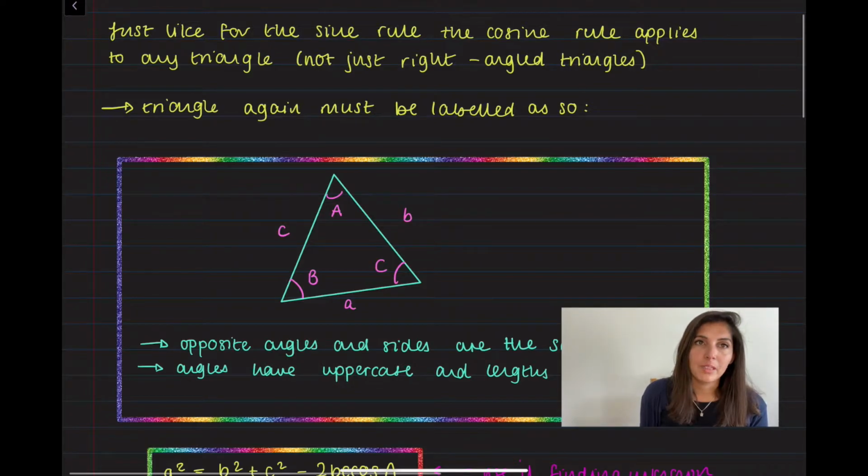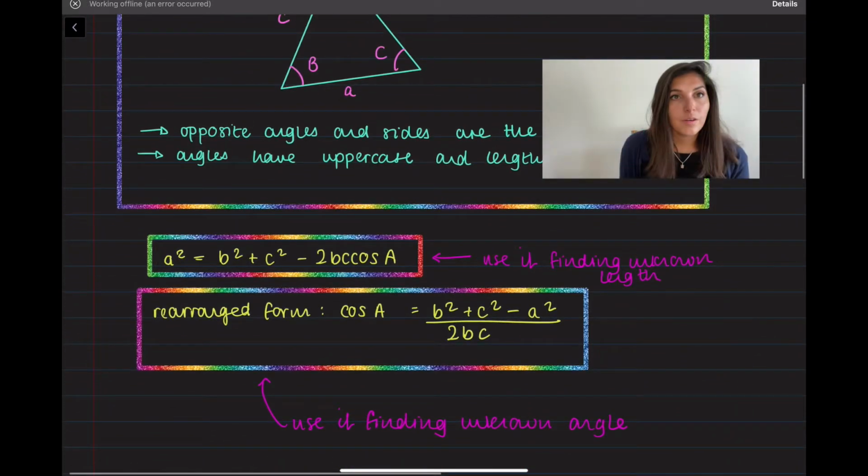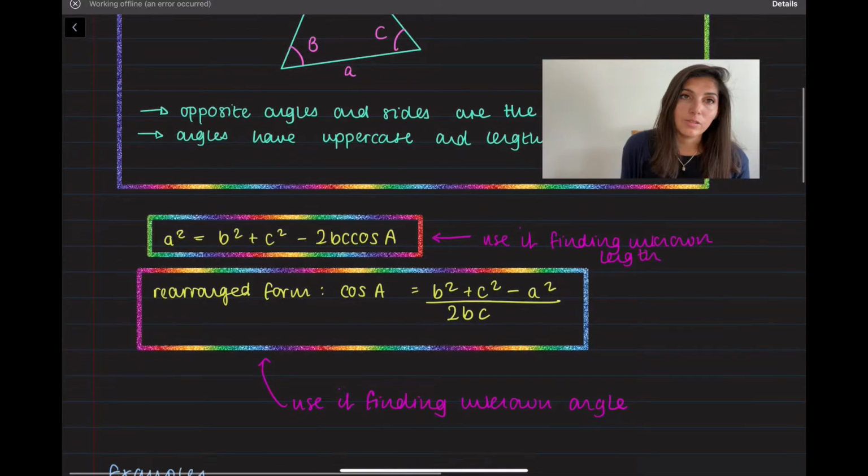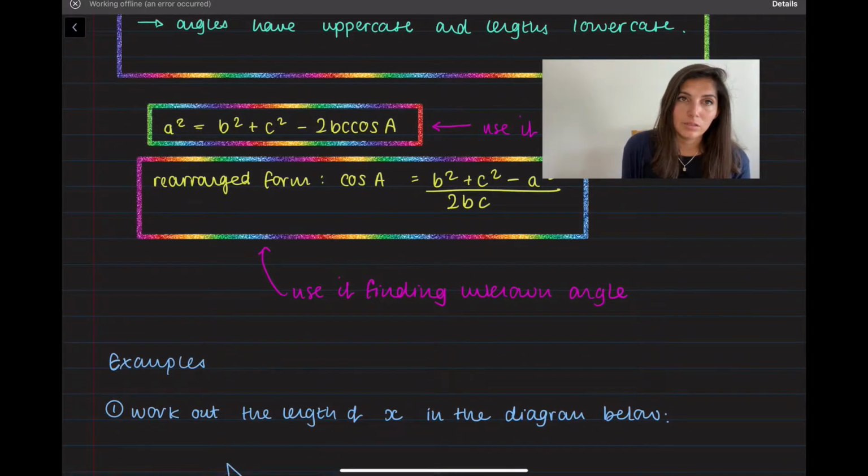That's really important. We need to make sure we label our triangle like this every single time. So this is the cosine rule. We need to learn this, and there's two ways of writing it. You only really need to learn one form, as you can rearrange to get the other form. But if you're not confident in your rearranging algebra, it might be useful to learn both. Only the first one is shown in the formula booklet, and I think it's actually useful if you just learn both of these rules.